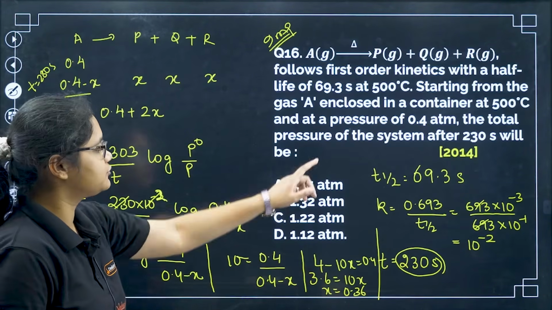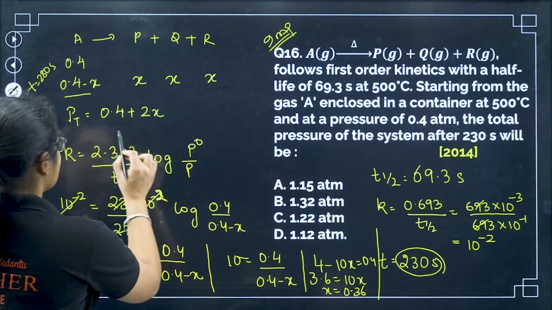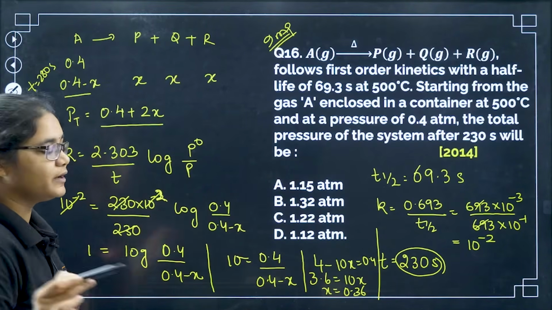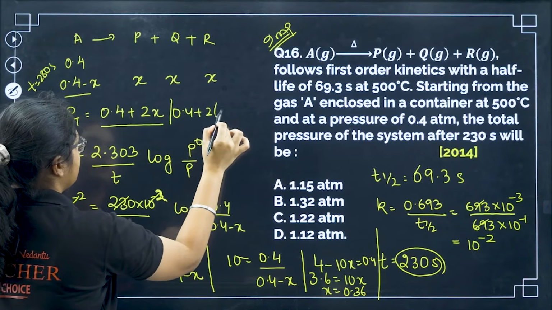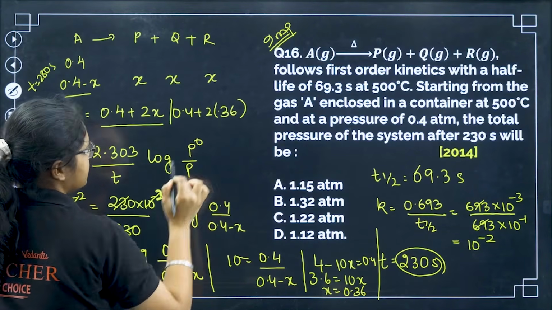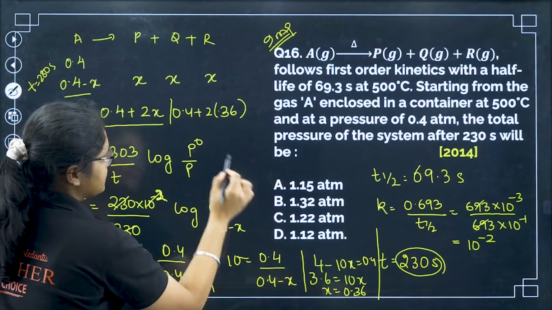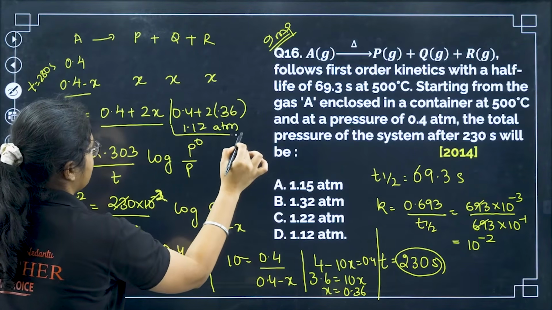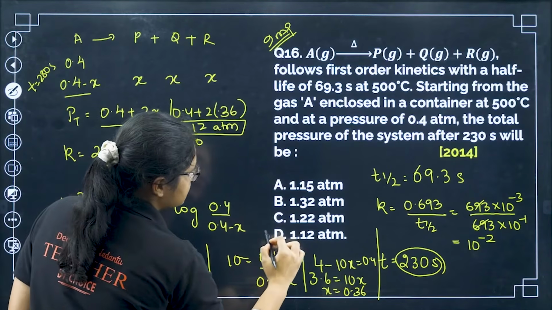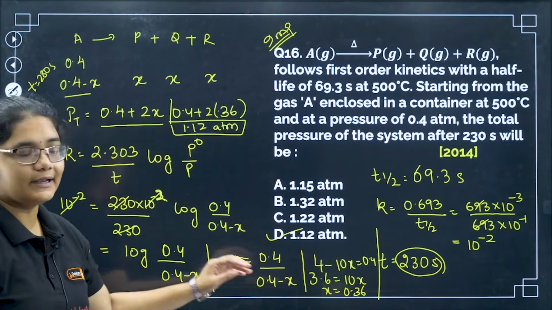Okay, but our question is to find the total pressure. So what is the total pressure? 0.4 plus 2X. So I can include this here: 0.4 plus 2 into 0.36. That will give me 1.12 atm. Okay, so the correct answer here will be option number D.